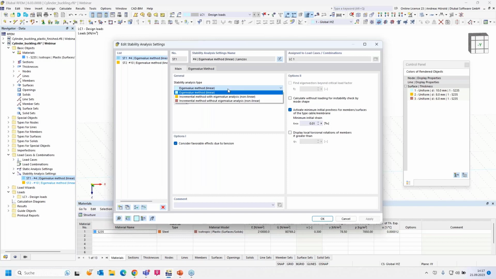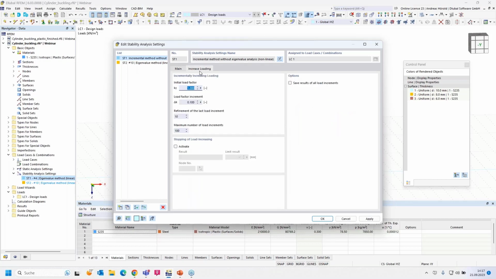And we switch to the incremental method without eigenvalue analysis, nonlinear. And we would like to increase the loading. Now we start with the initial load factor 1. The load factor increment can be 0.1, as the default setting is.